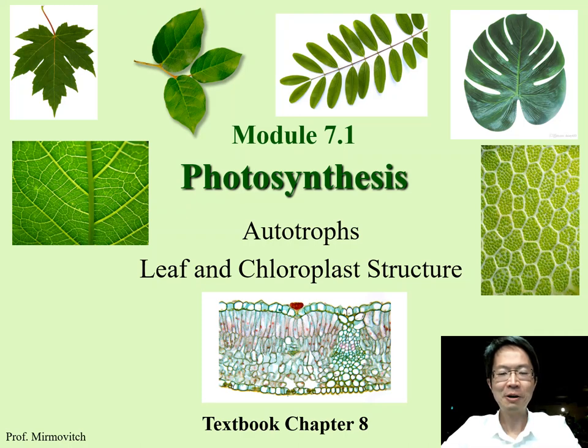Today we will talk about autotrophs. What are autotrophs? And also we will talk about the structures of leaves and chloroplasts. And then in the next lecture, we'll talk about the first half of photosynthesis, namely the light reaction. And then in the third lecture, we'll talk about the second half of photosynthesis, which is the dark reaction, also known as the Calvin cycle.